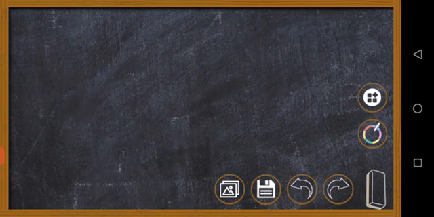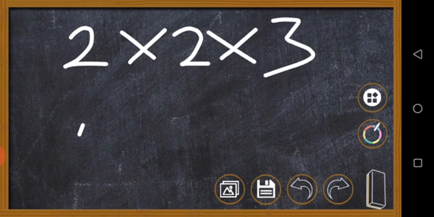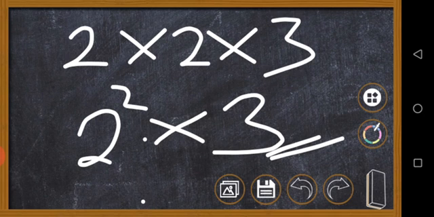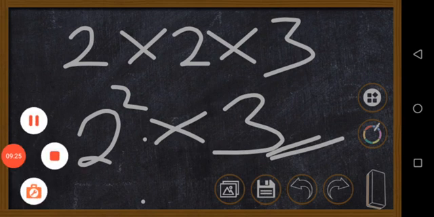Now in index notation, you have 2 raised to power of 2 times 3. So this is our what? Final answer. Okay, it's very simple. Now I will encourage you to do the assignment in the PDF file and what? Submit. Okay, now in our next class we'll be dealing more on what? Prime factors. With this, we've come to the end of today's class.